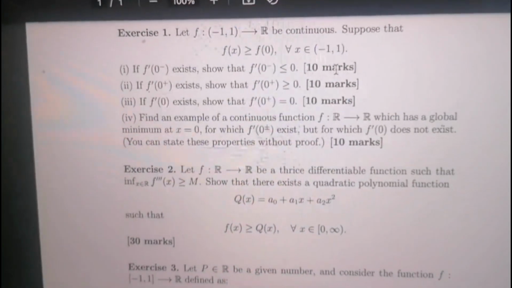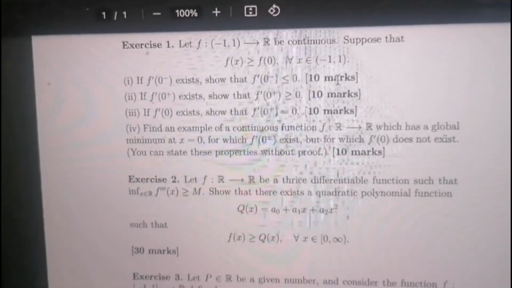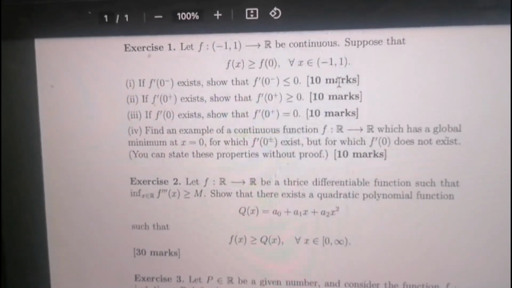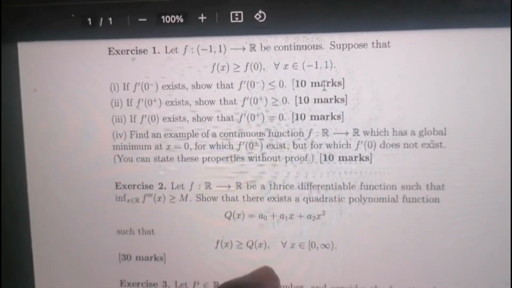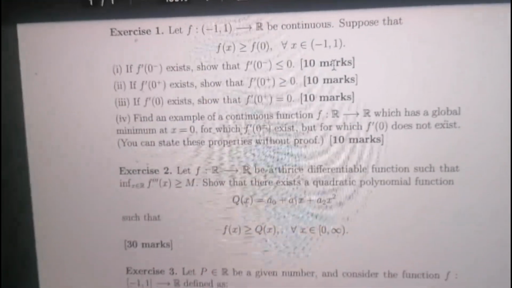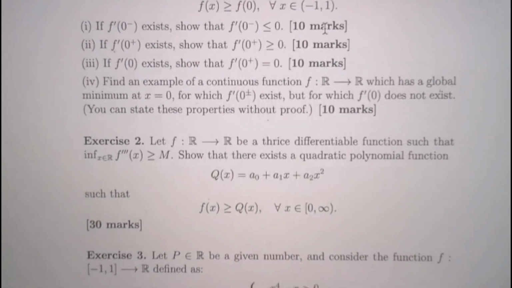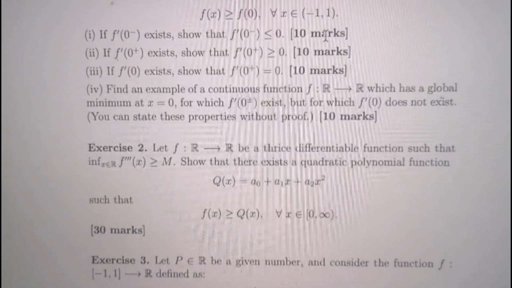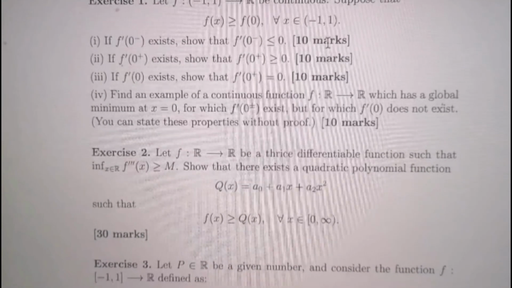Question 2, let f be a real function that is thrice differentiable such that the infimum of f triple dash x is greater than or equal to m. Show that there exists a quadratic polynomial function q of x such that f of x is greater than or equal to q of x for all x in the interval 0 to infinity. One of my friends said Taylor's theorem, and I'm not good at using Taylor's theorem in real analysis, so I might just take his word for it. But yeah, that one, who knows?